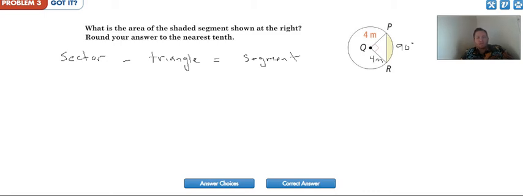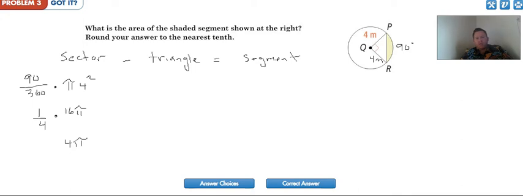Okay, so the first thing I'm going to do is find the sector. So it's just that formula that we did in the problem right before. I'm going to take the measure of the arc, which is 90, over 360, and then I'm going to multiply it by the area of the circle, and the area is going to be pi r squared, so 4 squared. If I simplify this, this is going to give me 1/4 times 16 pi, and this is going to give me 4 pi.